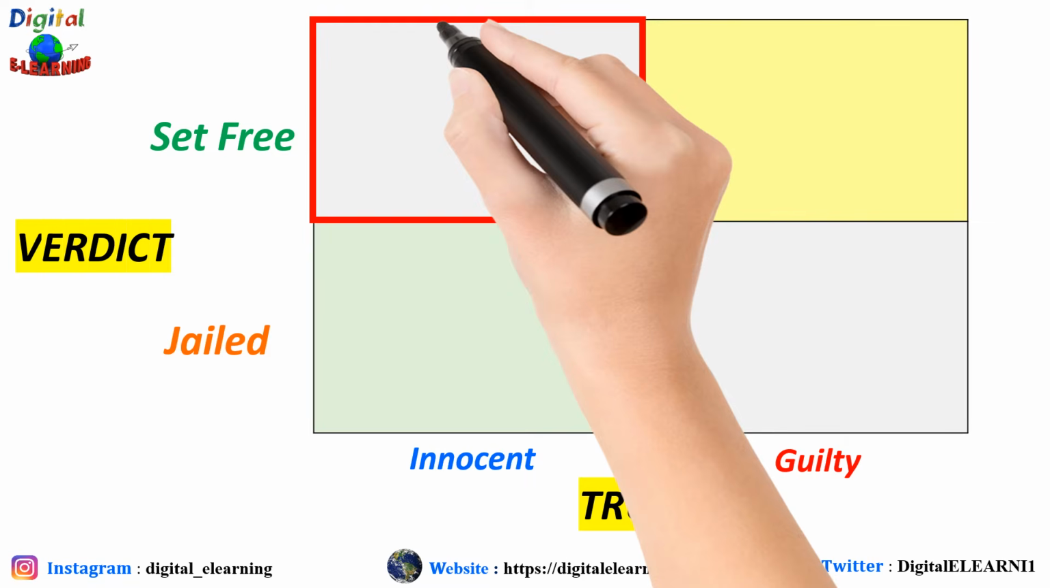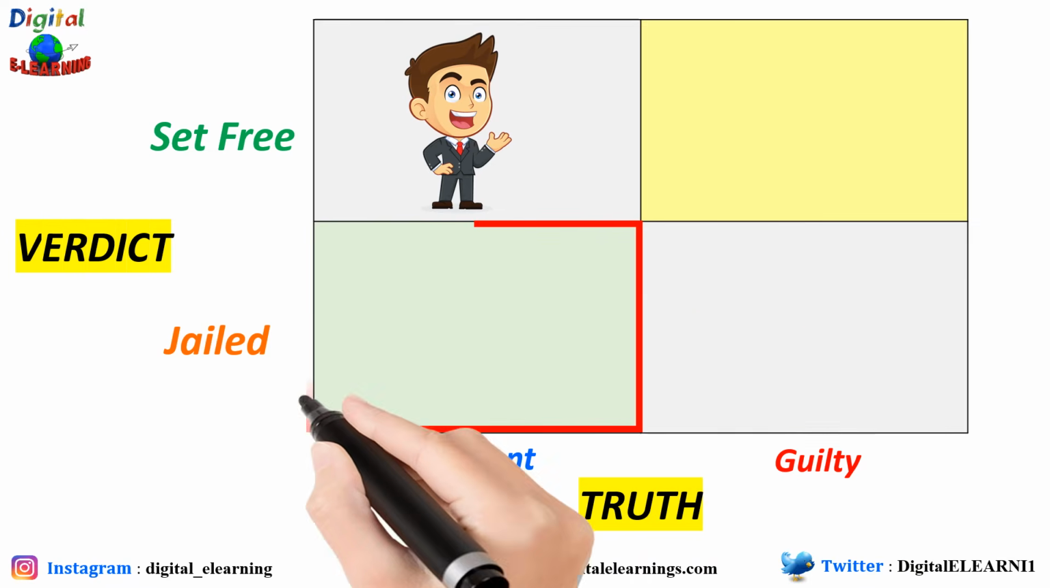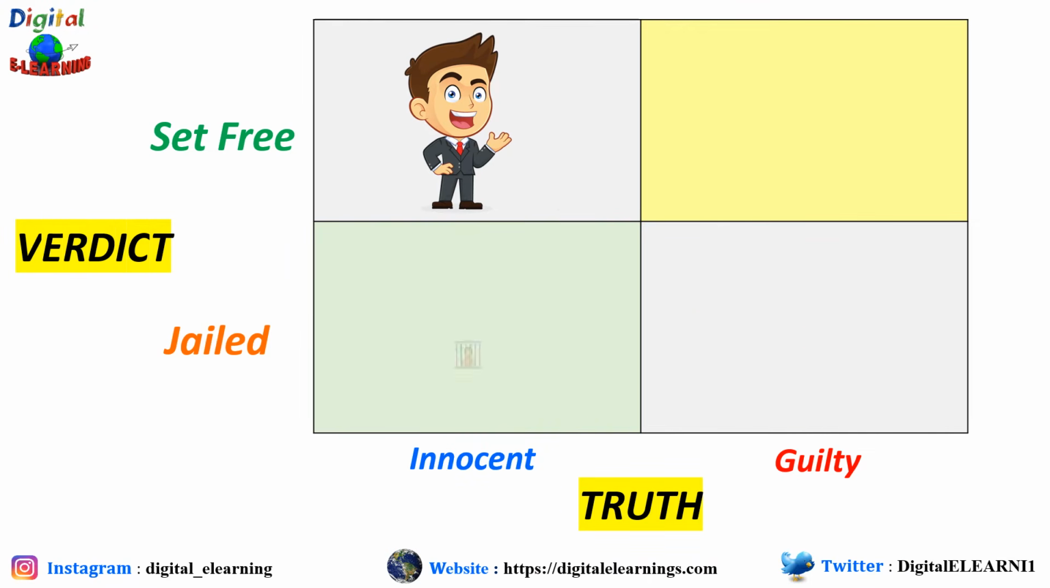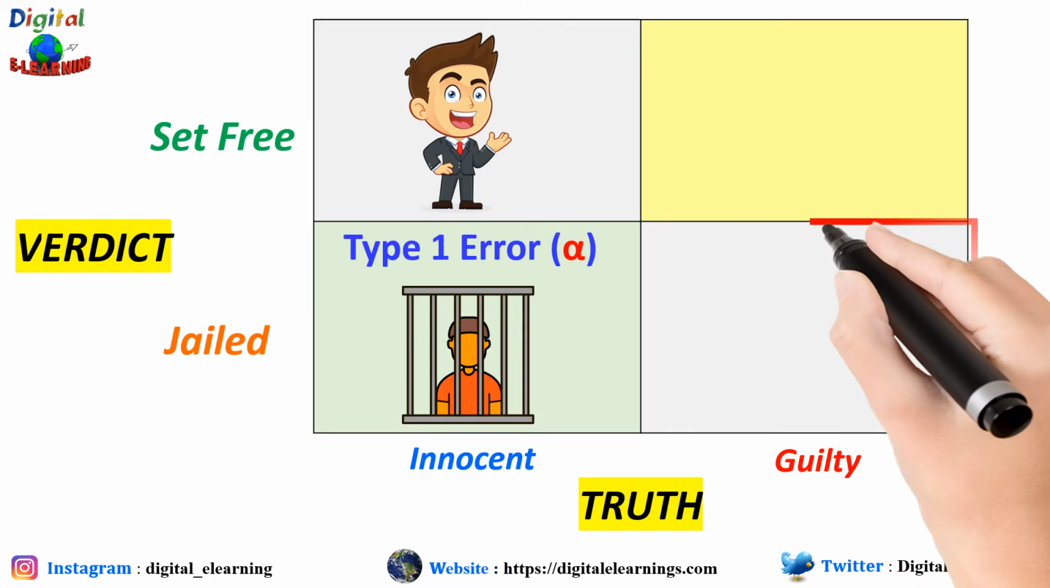So if someone who is innocent is set free, that is the correct decision. Now if someone who is innocent is jailed, that is not the correct decision. That is the type 1 error or alpha error. We call it the level of significance, also known as the false positive. So if alpha or the level of significance is 5%, that means out of 100, 5 will occur due to chance. Examples of type 1 error could be rejecting the good parts, or the producer's risk, or jailing someone who is innocent.